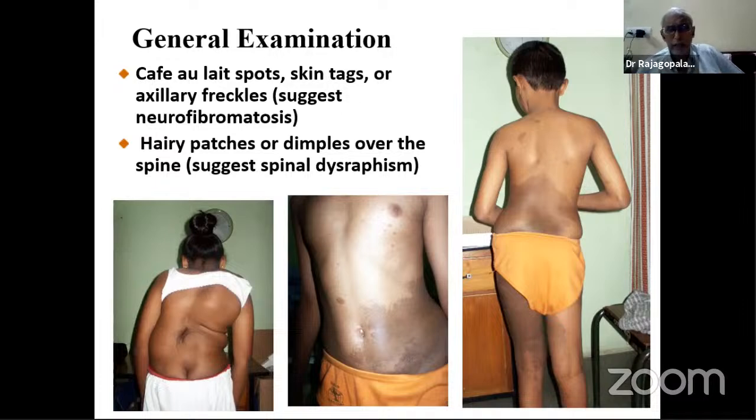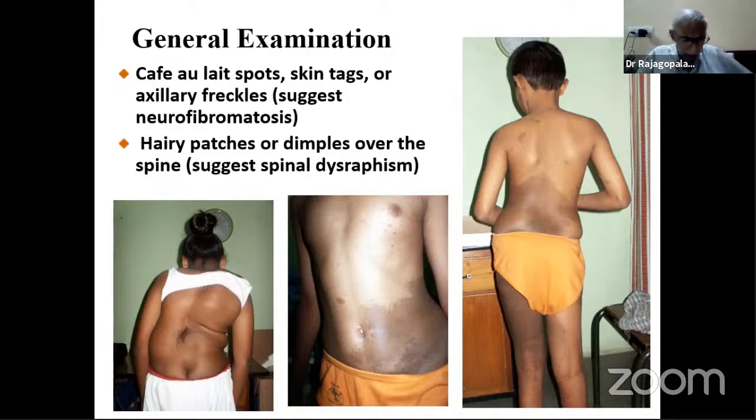You have already heard of this, you studied so many times, particularly in the club foot, you examine for a spina bifida occulta. So what are the telltale signs? A dimple, hairy patch, swelling or pigmentation. All suggest spinal anomaly, which could be any kind of spinal dysplasia. Coffee spots, skin tags, rash, axillary freckles can suggest neurofibromatosis. So these are the things you are going to look for.